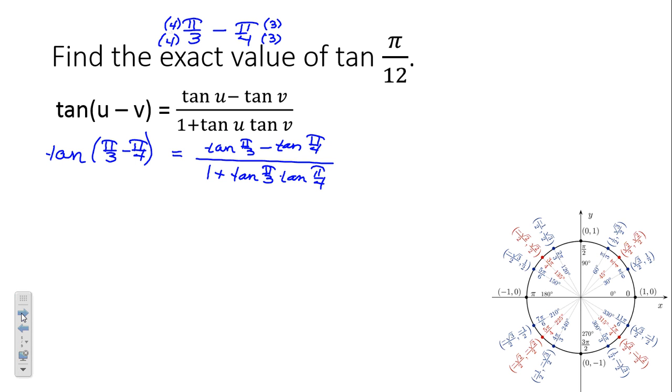Unit circle, what's the tangent of pi over 3? Pi over 3 is a 60, right? Square root of 3. Tangent of pi over 4 is 1. Tangent of pi over 3, we said again, was square root of 3, right? And tangent of pi over 4.